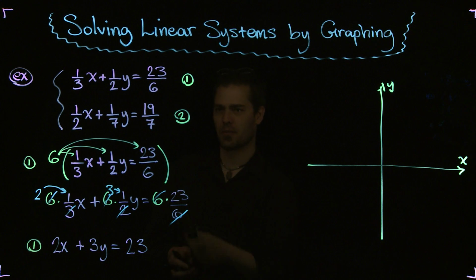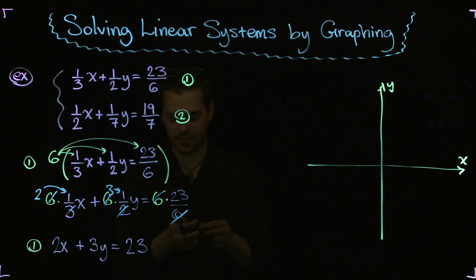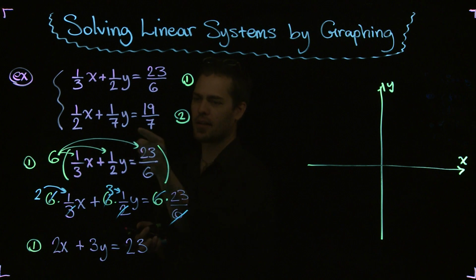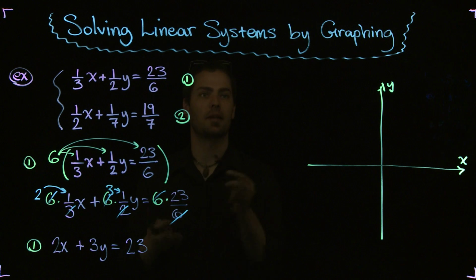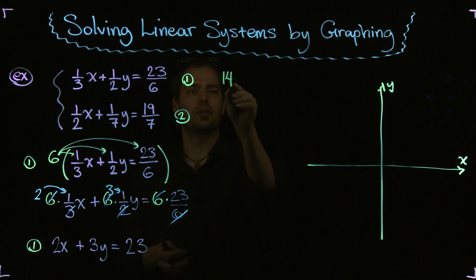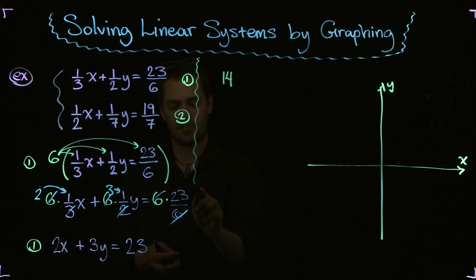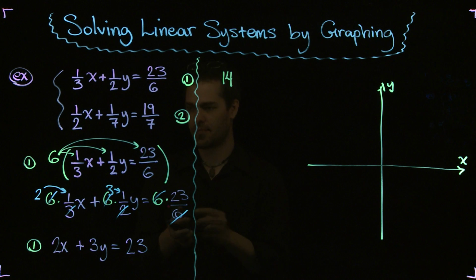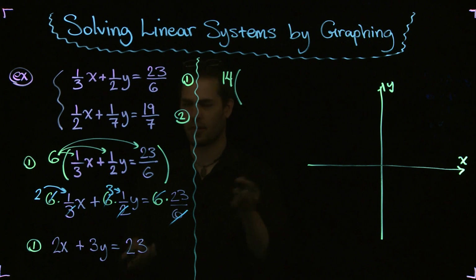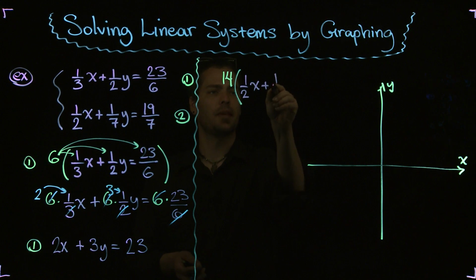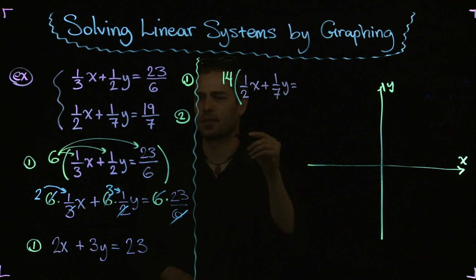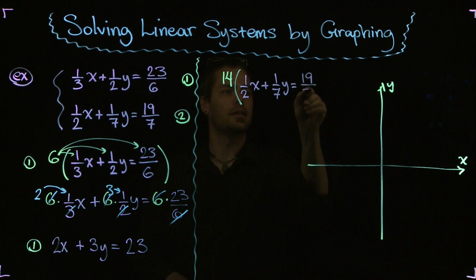Let's take a look at equation number 2 and clear those fractions. So what is the common denominator here? Looks like 14 is the lowest common denominator, the lowest number that is divisible by all those denominators that we see. So let me multiply everything by 14. Let me just put a little dividing line so I don't get too confused here, 14 times equation number 2, which is 1/2 x plus 1/7 y equal to 19/7.